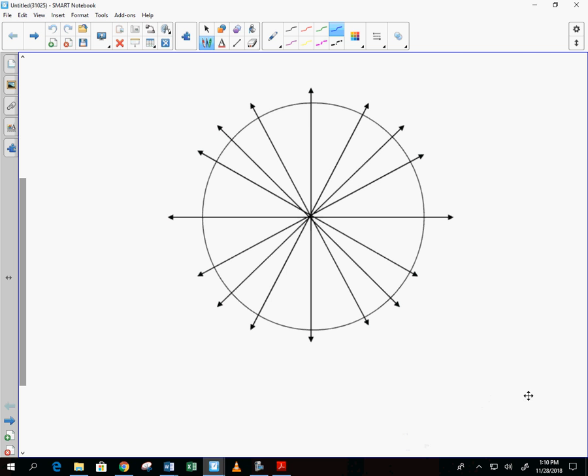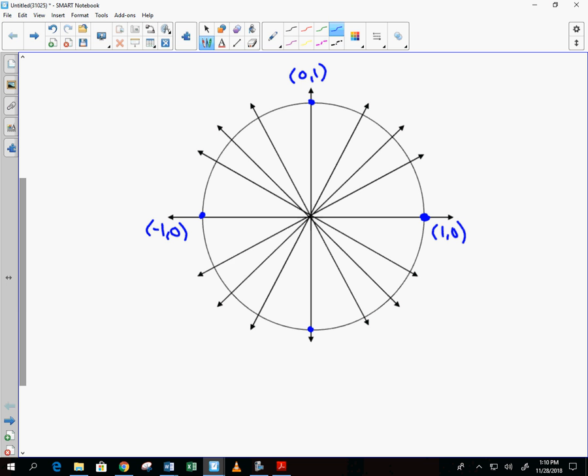Okay, we'll see if you remember from yesterday. This is the unit circle. A unit circle has a radius of 1. Without looking at your sheet, who could tell me what that location is? 1, 0. What is this location? 0, 1. This location? Negative 1, 0.